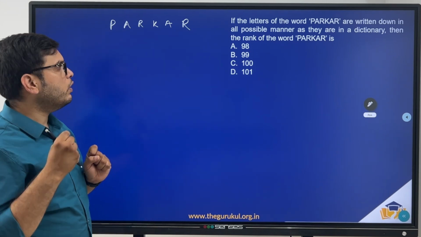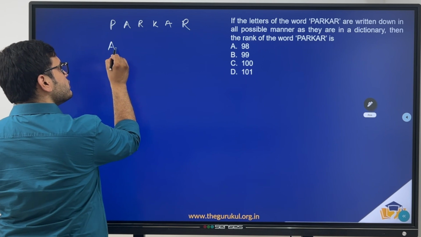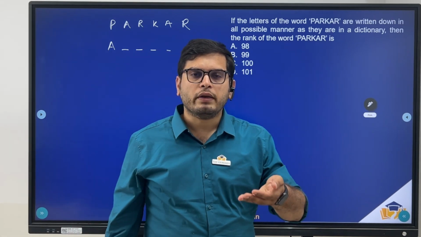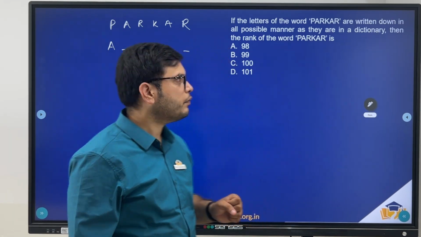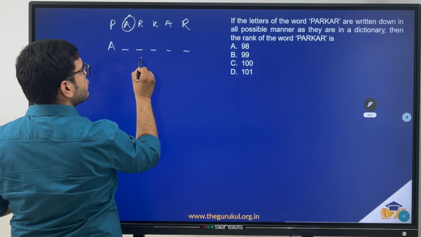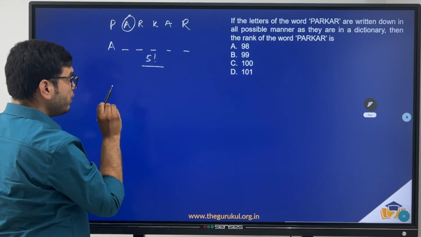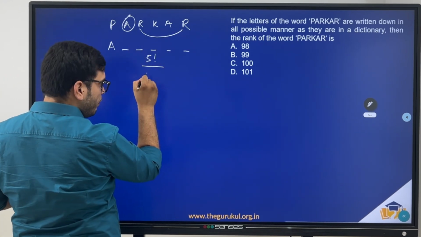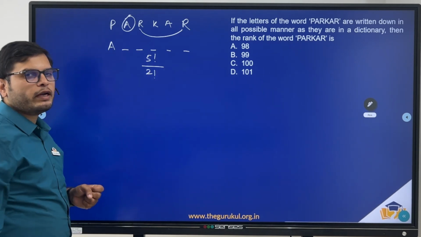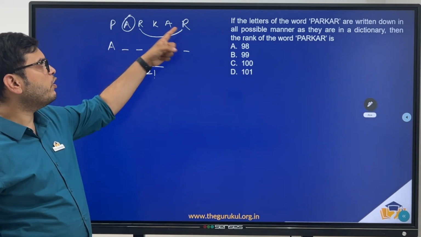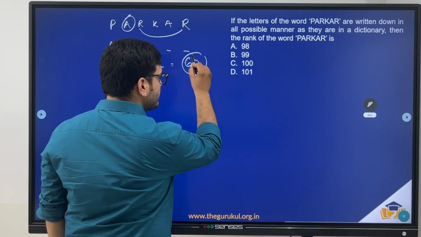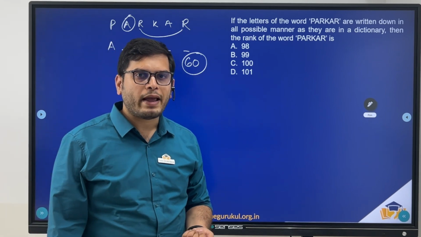So, what would be the first word? That would start with A. So, the first letter has to be A, right? Now let's find the number of words that have A as the starting letter. So if we have A as the starting letter, you have 5 more letters. So you'll be having 5 factorial by, now since we have 2 R's, there will be repetition of words. So in order to eliminate that repetition, we'll be having 2 factorial in the denominator. Now this 2 factorial is because of 2 R's here. So 5 factorial is 120, 120 by 2, 60. So there are 60 words with starting letter as A, right?